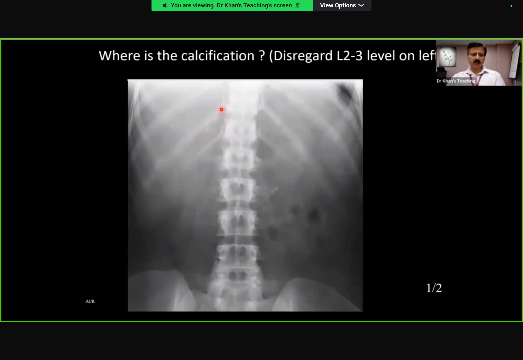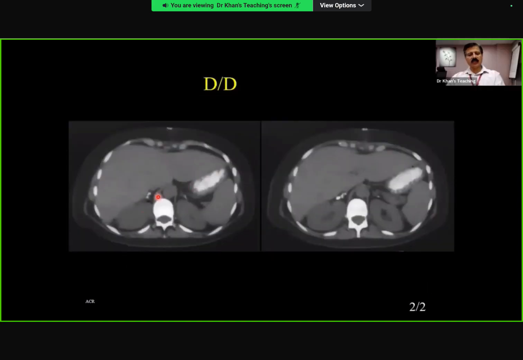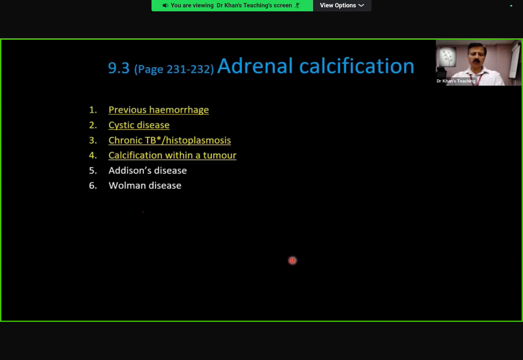This calcification, what do you think? Adrenal or kidney? Adrenal, very good. So this is adrenal calcification. Adrenal calcification is again an exam calcification, because then the differential diagnosis will be asked. And this is the differential diagnosis, which you can cover in 9.3.